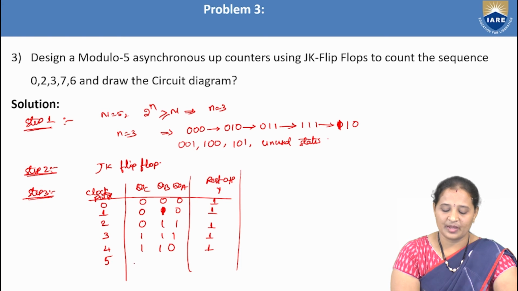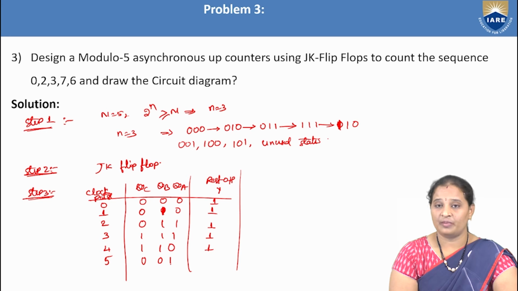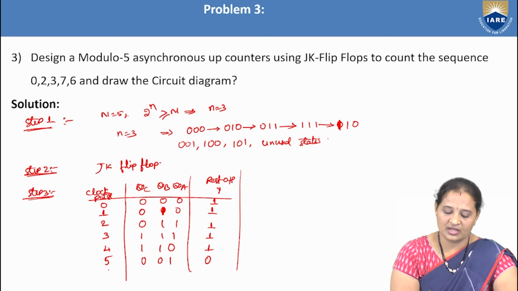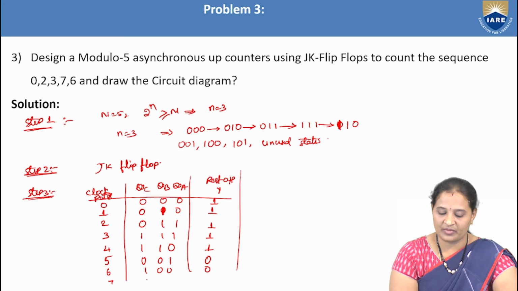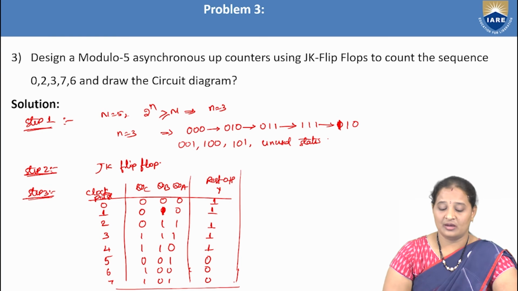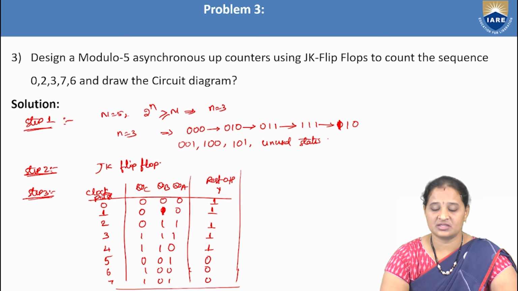Let us consider the unused states. What are the unused states? 0 0 1. Then it has to reset, so that is why it is 0. Next, 6, that is 1 0 0. It has to reset. And then the 7th clock pulse, if the present state is 1 0 1, then it has to reset the flip-flop. So this is my reset logic. This is the truth table of the modified asynchronous up counter.